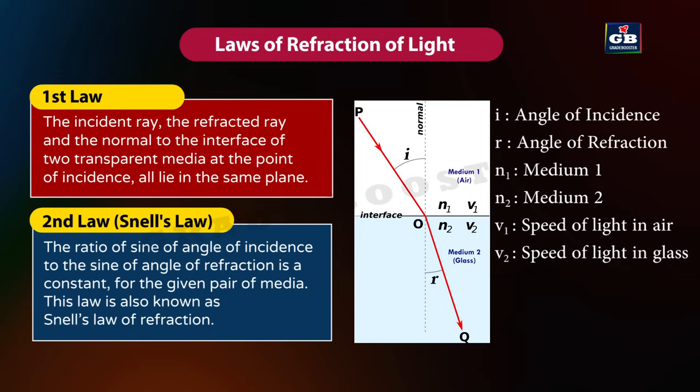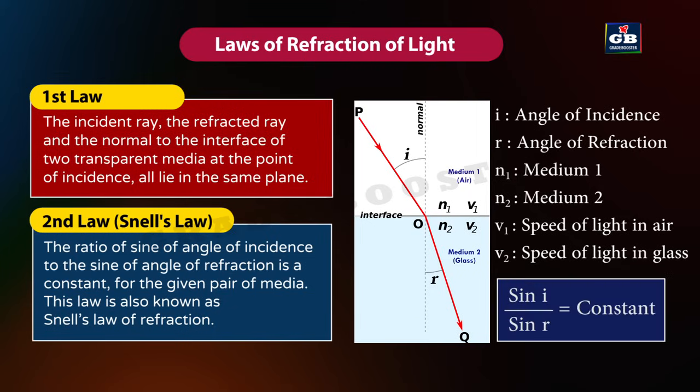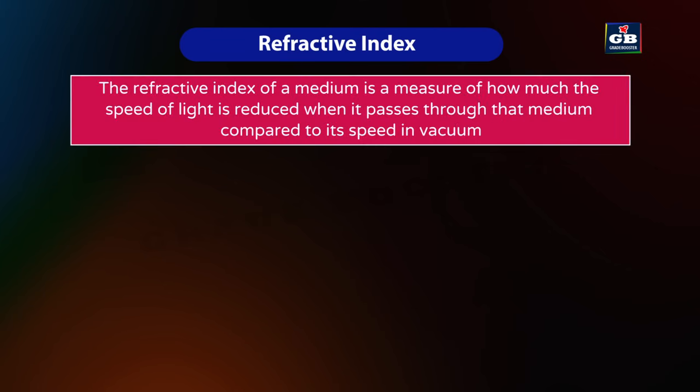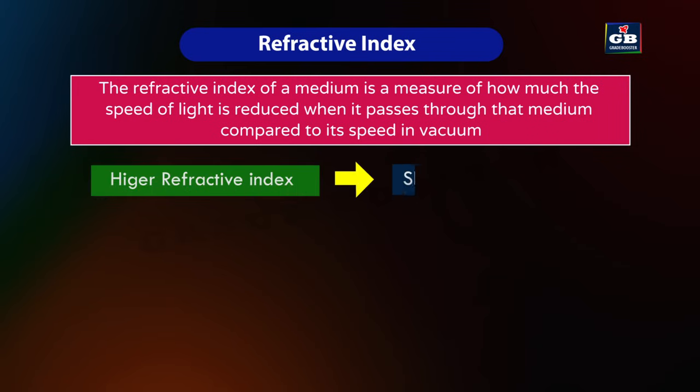If I is the angle of incidence and R is the angle of refraction, then sin I by sin R equals a constant. Refractive index. The refractive index of a medium is a measure of how much the speed of light is reduced when it passes through that medium compared to its speed in vacuum. It is a dimensionless quantity, and a higher refractive index indicates a slower speed of light in that medium.